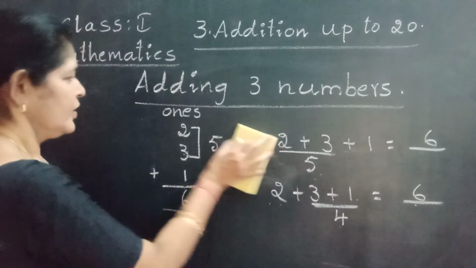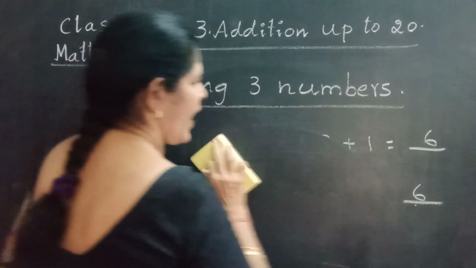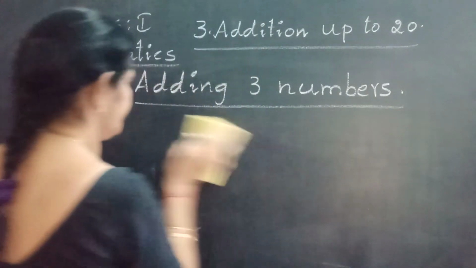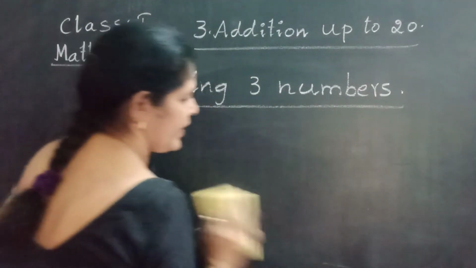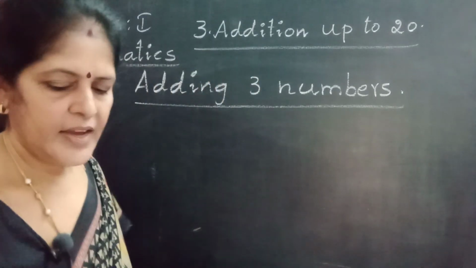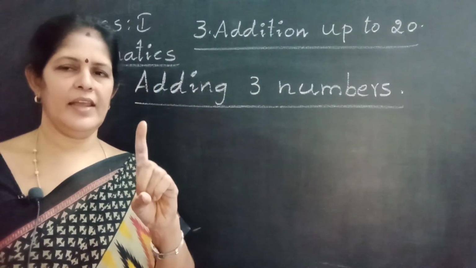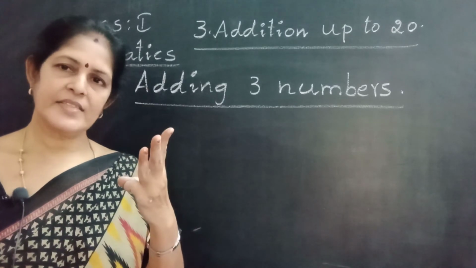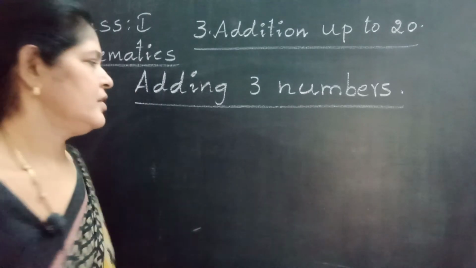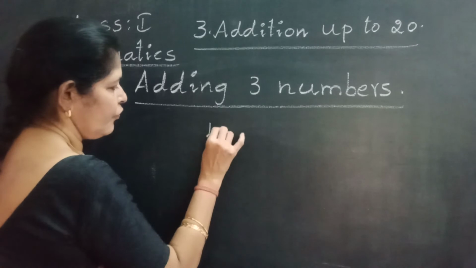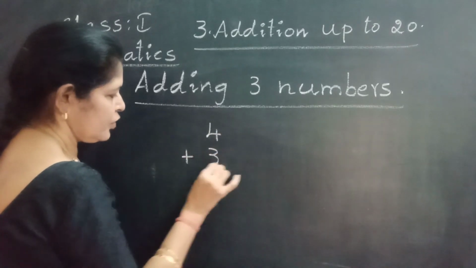Another example. This is adding 3 numbers. Adding 2 numbers means we are going to add one time only. Adding 3 numbers means adding 2 times. I show you. See. 4 plus 3. 2 numbers.